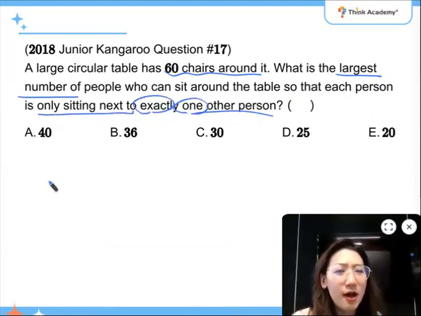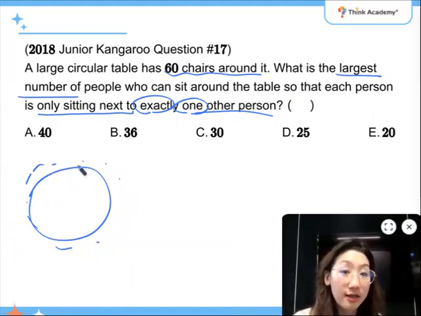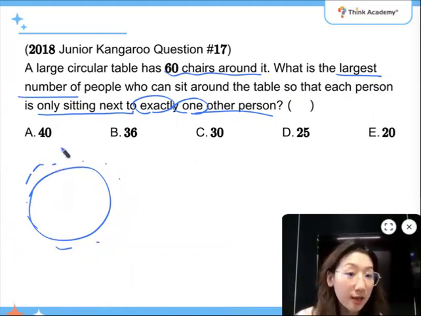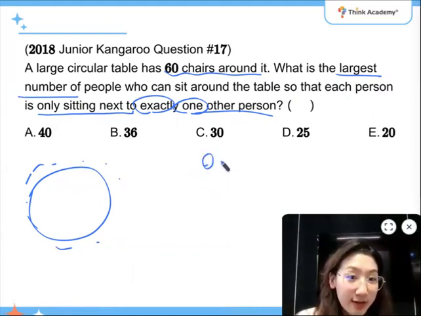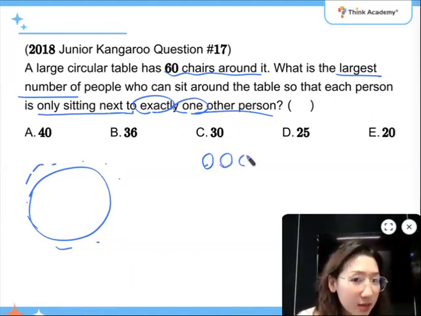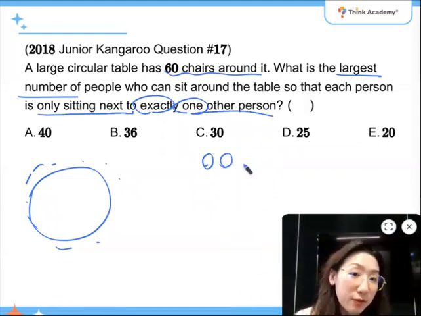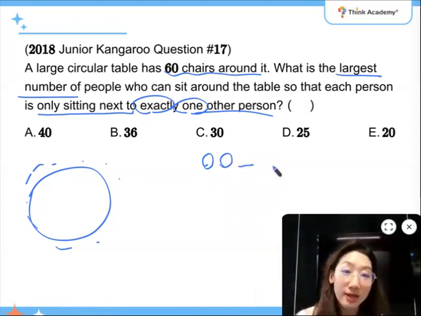Okay. So for this question, you can first try to picture it. We have a circular table, we have lots of chairs around it. So let's try to zoom in and look at part of the table. So let's say if I have a person here, then can I sit another person next to it? Yes. So if it's exactly 1, that's doable. But can I sit another person next to this one? No, because in this case, the middle one will be sitting next to 2 people. So that means for the next one, you will have to leave a space.